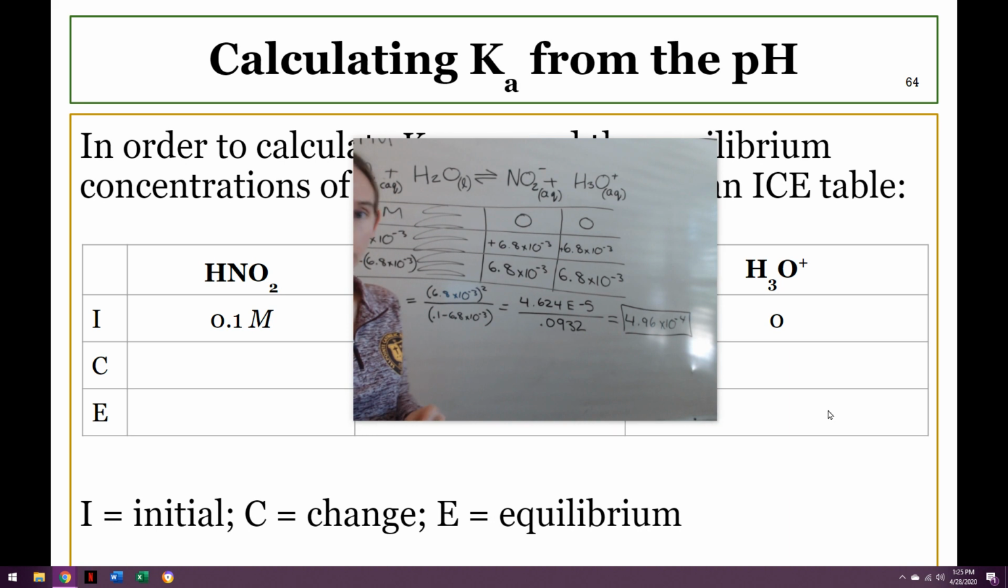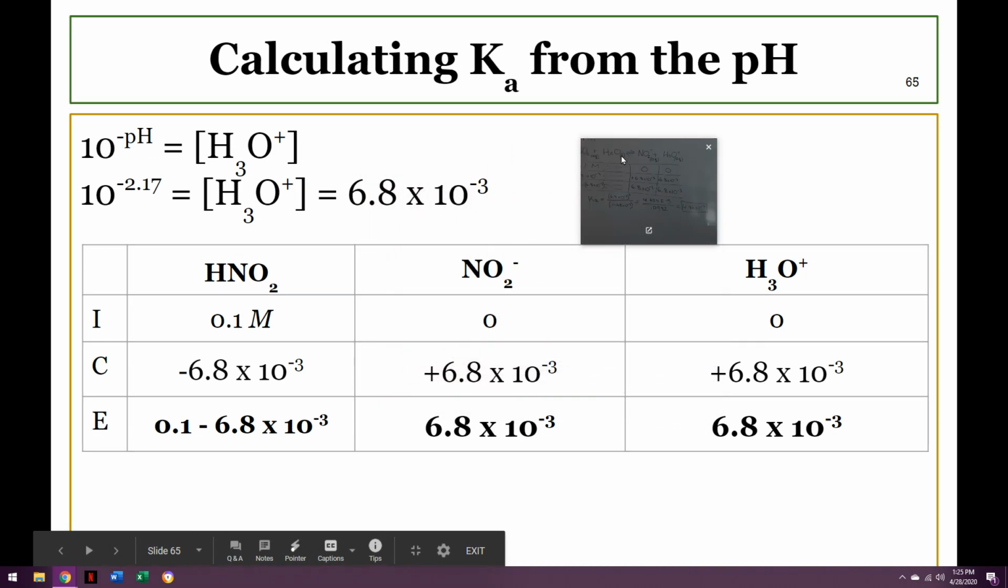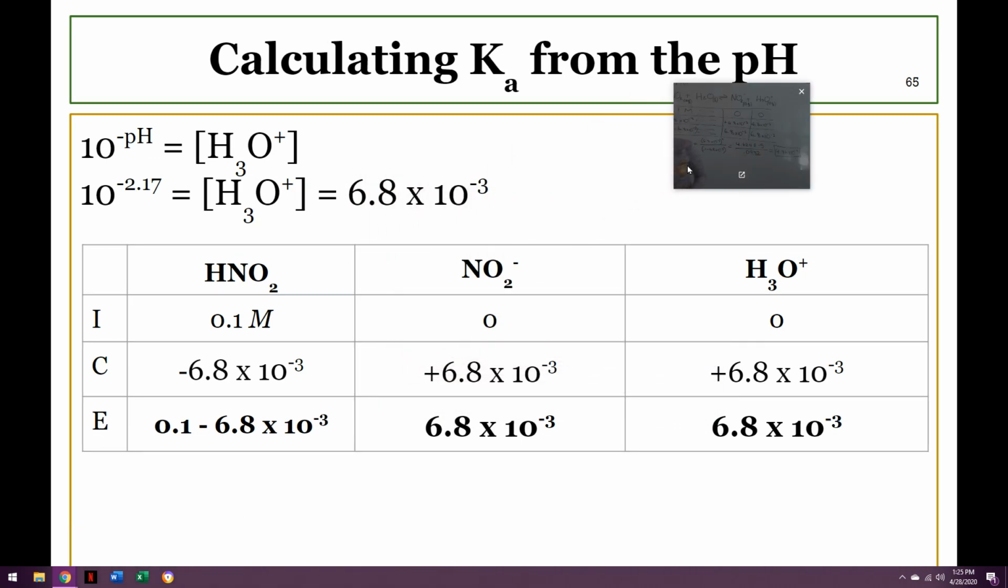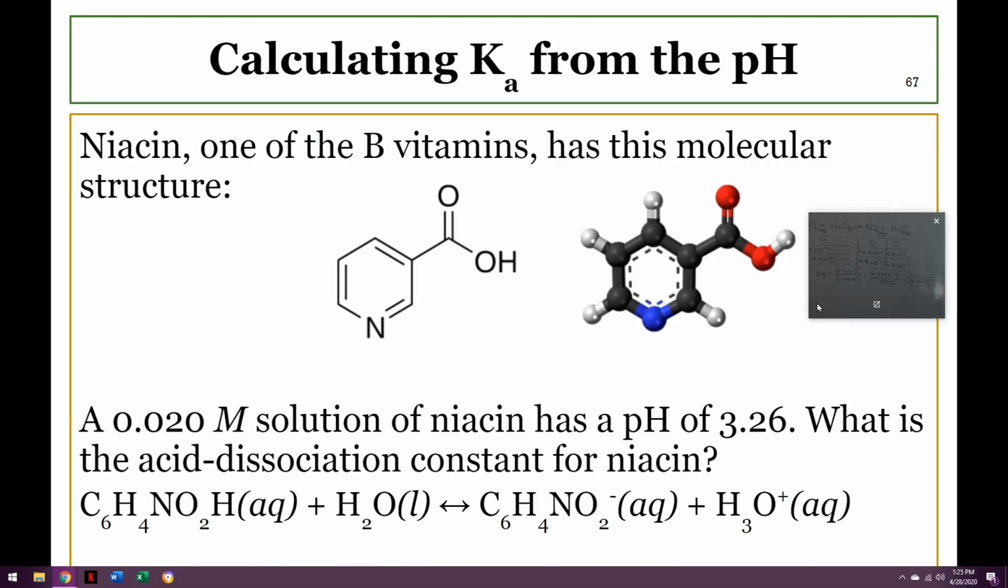And that is it. All right, we're going to do a lot of problems. I know these seem a little bit daunting and confusing at first. There is our ICE table all written out. And then we also have the equations for pH and finding H3O there. All right, let's go to the next one. We have our Ka equation, or the acid dissociation constant for HNO2. And I have written there, you must use concentrations when your solution is at equilibrium in order to find Ka.